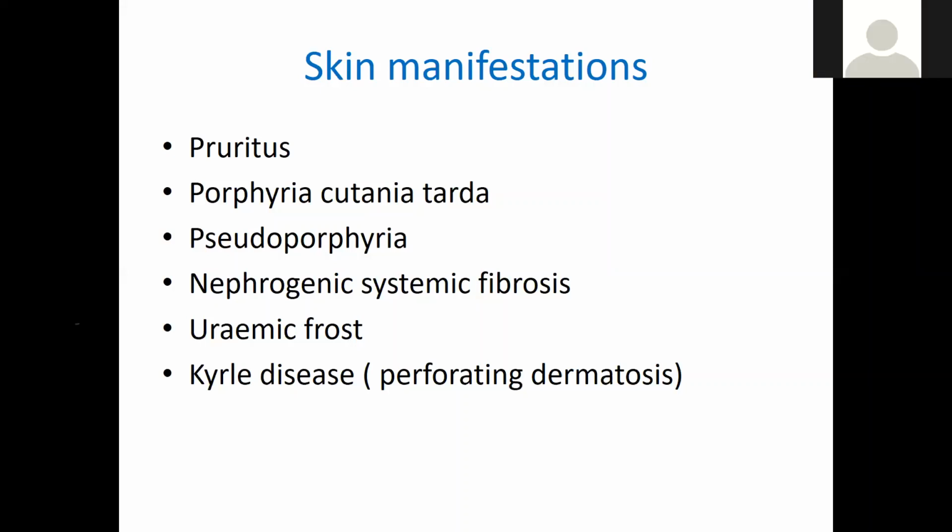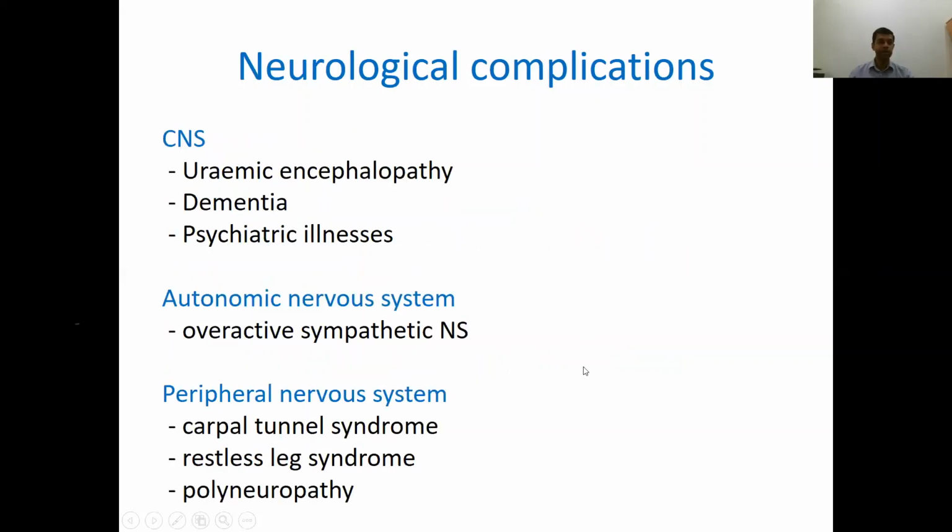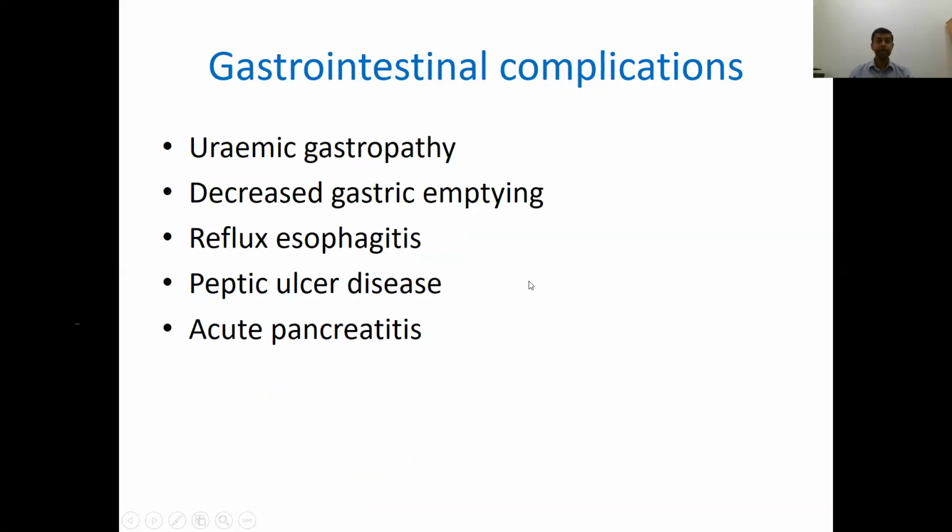Okay, right. So then the next thing is skin manifestation. So it can affect the skin, and you will have these skin manifestations. I would advise you to go into Google and just type these things, and you will see the pictures related to these skin manifestations. You can have metabolic complications like uric acid going up, dyslipidemias, all these metabolic complications. You will have a lot of neurological complications affecting the central nervous system, autonomic nervous system, peripheral nervous system. You can have complications related to the gastrointestinal system with uremic gastropathy, delayed gastric emptying, and so on and so forth.